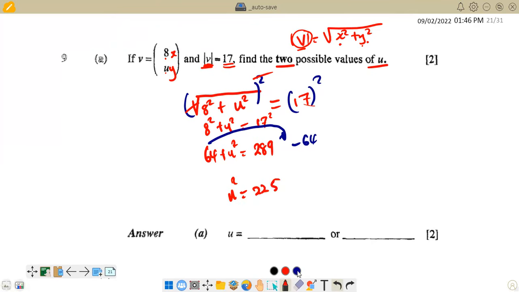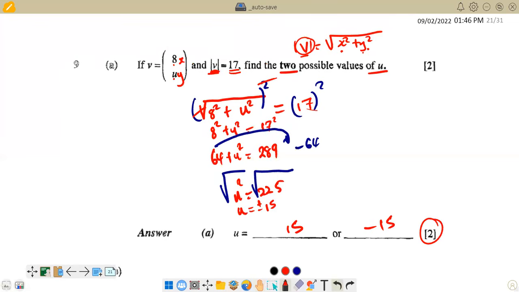How do I remove the square? Just like what I did on the square root, I'm going to put the square root on both sides. Remember, the square root of any number is plus or minus. So this is going to give us plus or minus 15. That's why you see we've got two answers here. One is plus 15, another one is a negative 15. That is what it means in this case. All right, so this was a direct question.